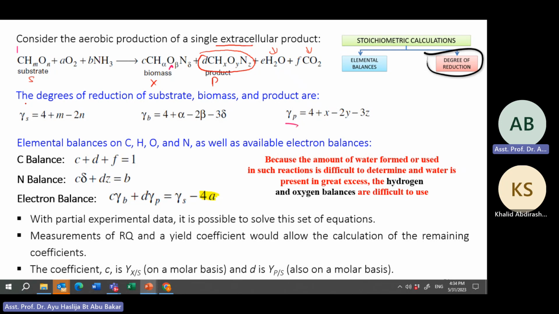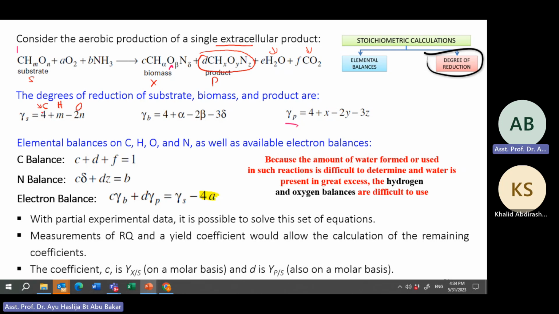Now to find out the degree of reduction for the substrate, biomass and product, this is the degree of reduction of substrate. So the substrate involves C, H, and O. Again, we need to find out the electron valence for all of it, the number of electrons. How do we get 4 over here? This is for C, H, and O.